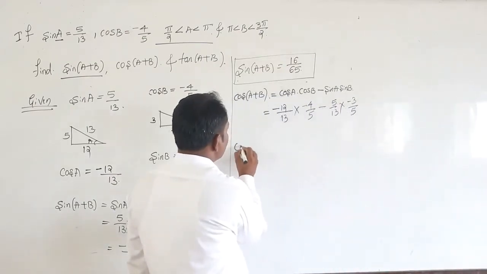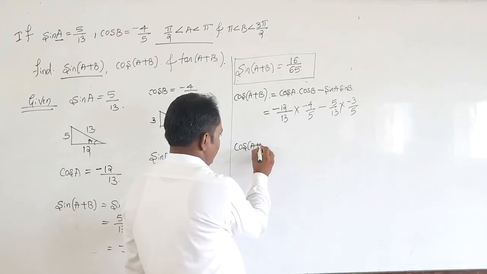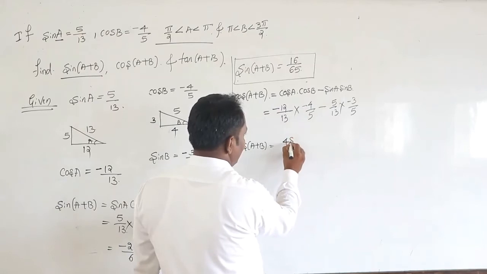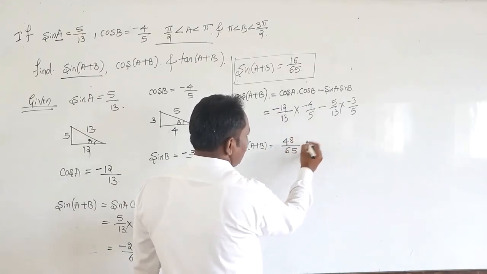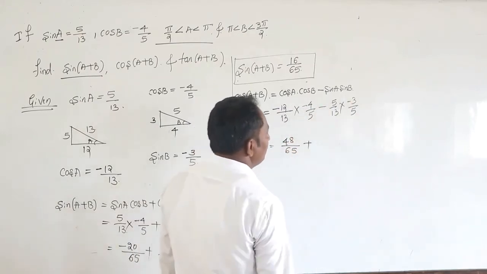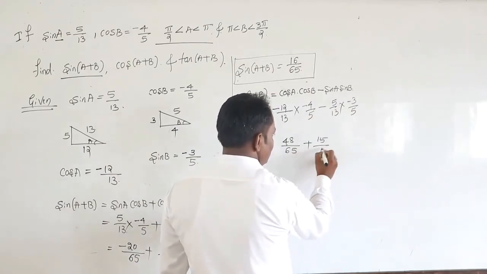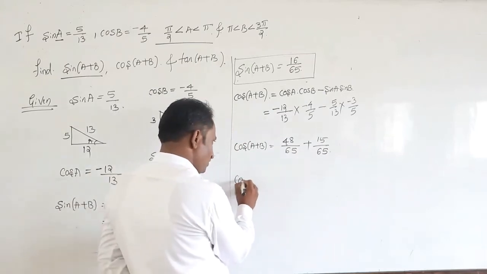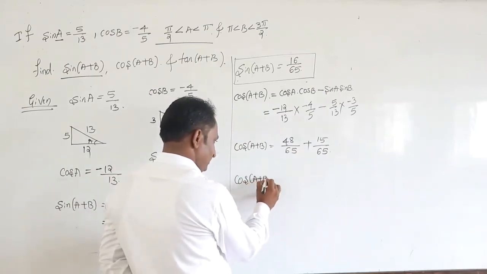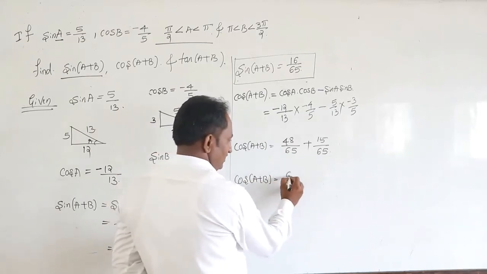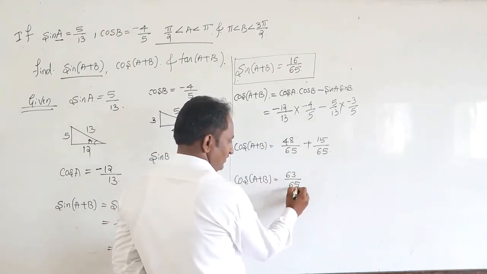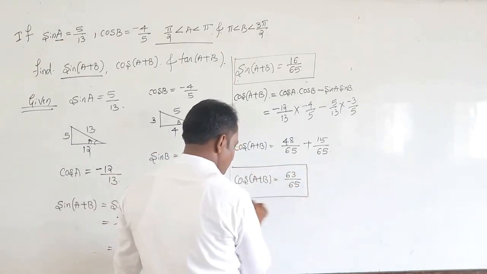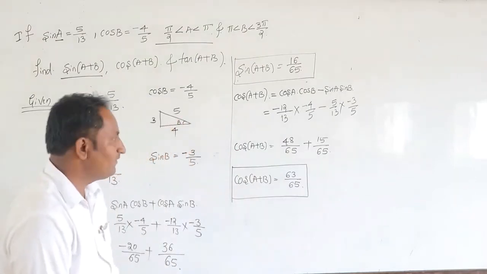Here cos of A plus B is equal to minus of minus plus 48 divided by 65 minus of minus plus 15 divided by 65. Then cos of A plus B is equal to 63 divided by 65. This is the cos of A plus B value.